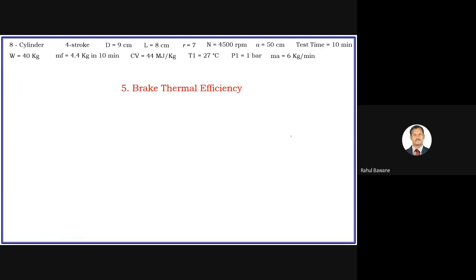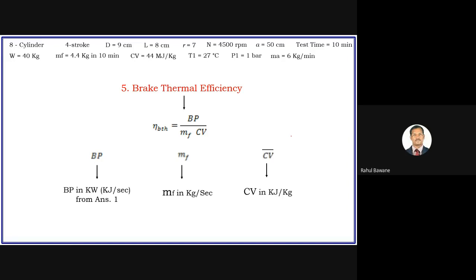Now the final, brake thermal efficiency. So brake power divided by total heat generated, m_f into CV. Brake power is in kilowatt, that is kilojoule per second, and as it is a percentage, we have to match the unit of numerator and denominator. Mass of fuel, we have to convert into kg per second. Calorific value is given in kilojoule per kg. Put the values, and we will find out the percentage. Again, if the first answer, brake power, is wrong, this is also going to be wrong.